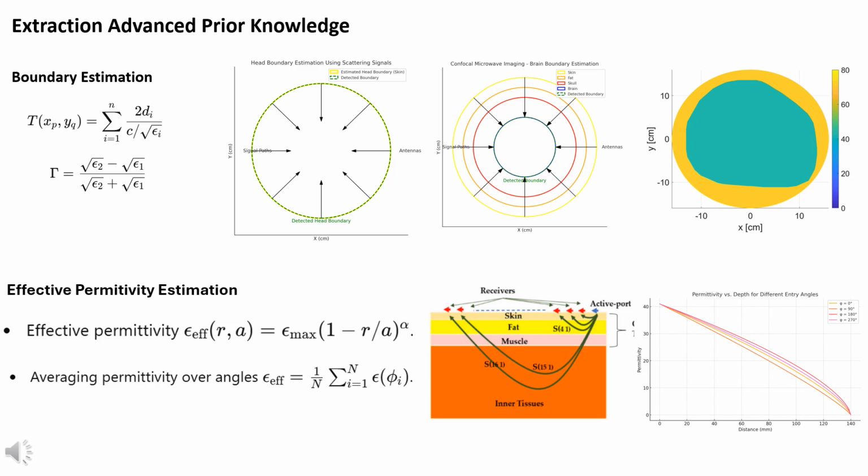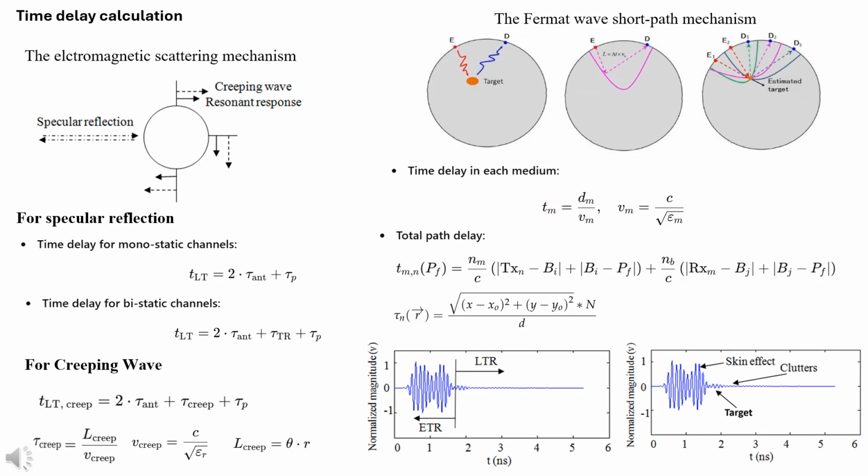of different layers. In microwave brain imaging systems, understanding and calculating time delays is essential for creating accurate images of the brain's internal structures. The time delay refers to the duration that electromagnetic waves, transmitted from an antenna, take to travel through different tissue layers, reflect off abnormalities like targets, and return to the receiving antenna.